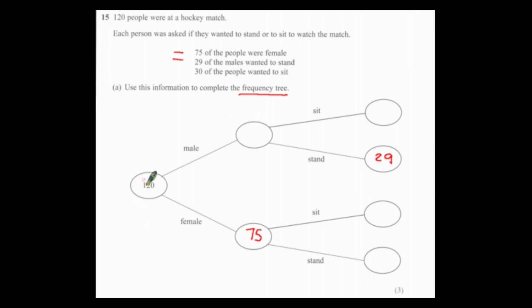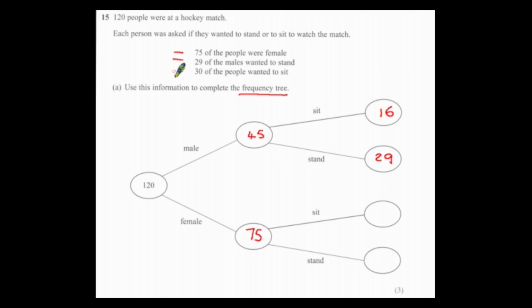Well, first of all, if there were 120 people and 75 of them were female, that must mean that the other 45 must be the males. They have to add together to make 120. Now we know that out of the 45 males, 29 of them wanted to stand. Therefore, there must be another 16 males who wanted to sit down.